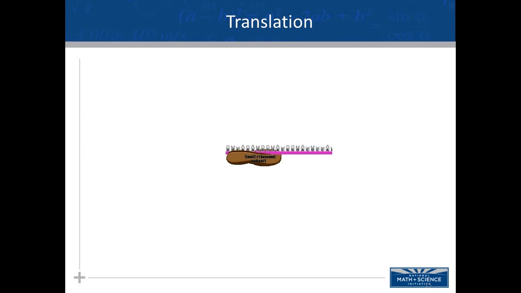Translation is initiated when a small ribosomal subunit binds to an mRNA molecule. The anticodon of the initiator tRNA binds to the start codon, AUG. The initiator tRNA always bears the amino acid methionine, abbreviated MET. A large ribosomal subunit binds to the small one, creating a functional ribosome. The initiator tRNA sits in the P site on the ribosome.